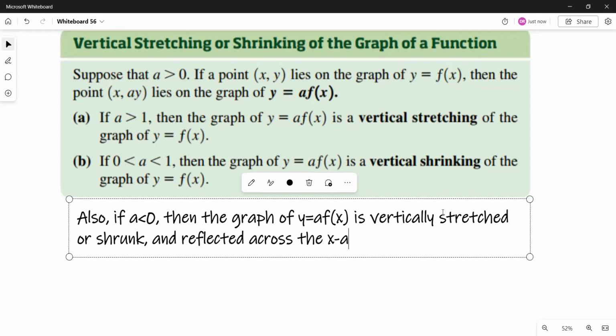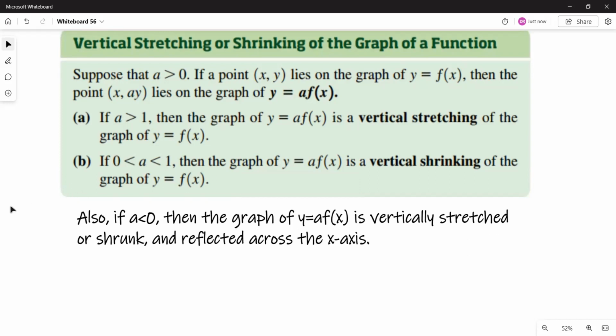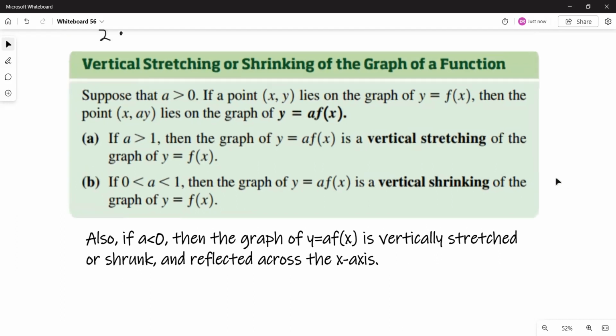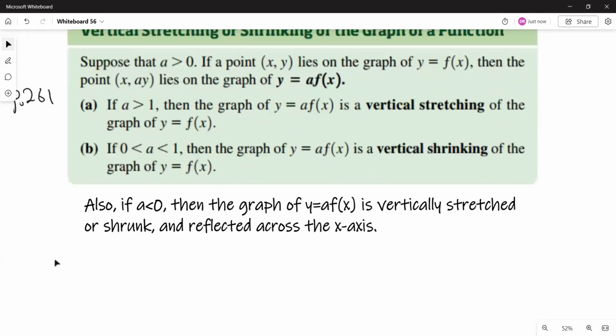Across the x-axis. Okay, so we did vertical stretchings and shrinkings. This, by the way, is on page 261. And we also have horizontal stretchings and shrinkings. So that's what we're doing next.